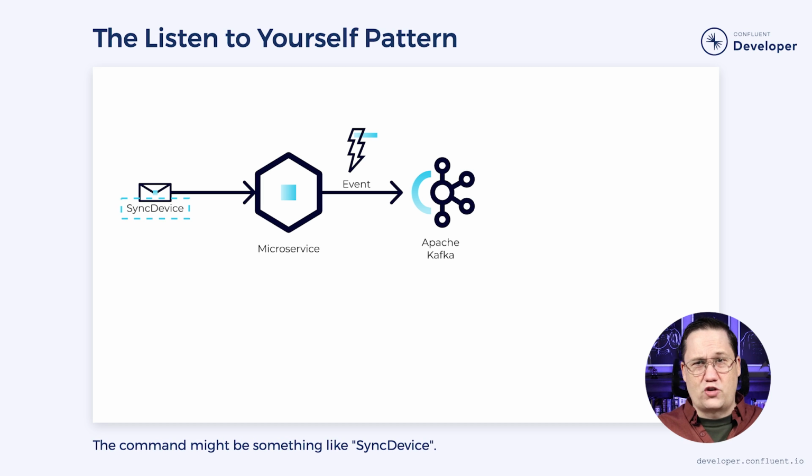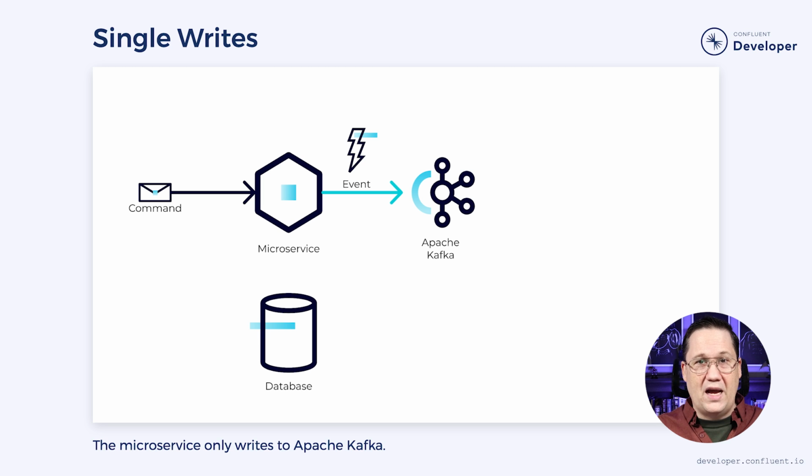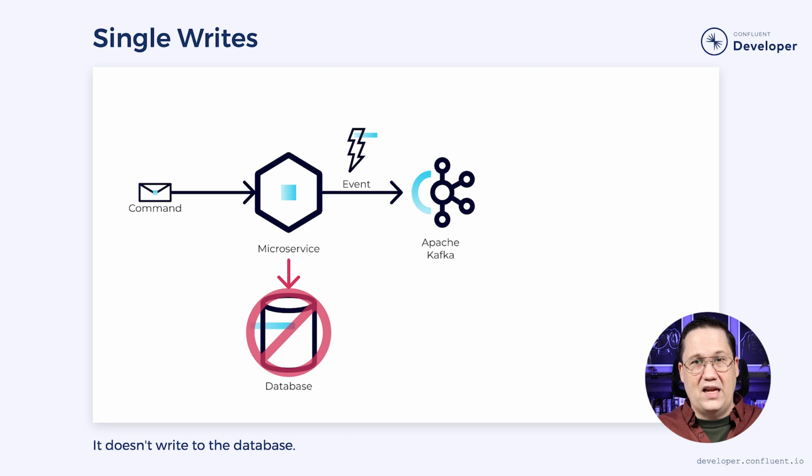So, in our fitness tracker example, the user's device might send a sync device command. We would convert that to a device synced event and send it to Kafka. Then we immediately reply to the device without any further processing. This allows a fast response without excessive waiting. At the same time, the original command only writes events to Apache Kafka. It doesn't write anything to the database, which means we don't encounter the dual write problem. After all, there's only one write happening here.